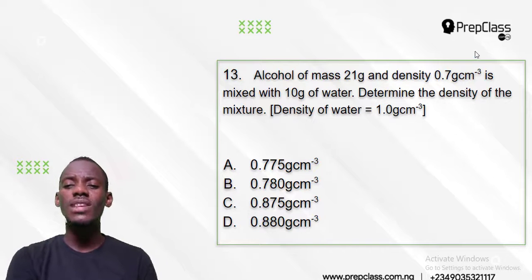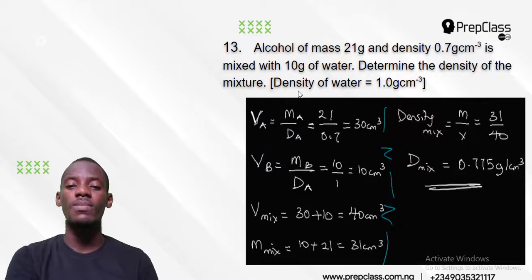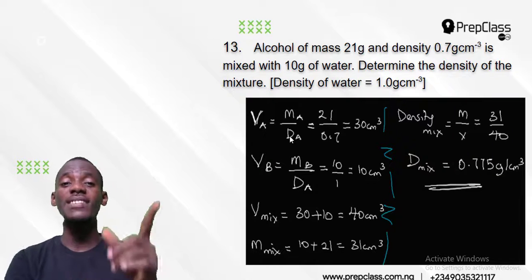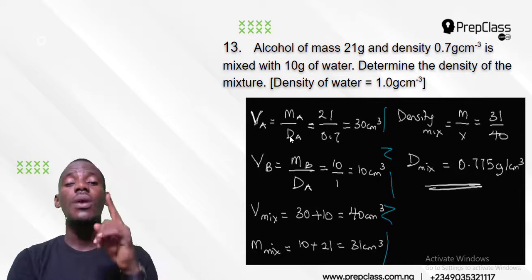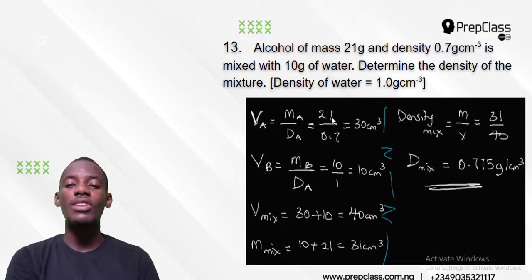So the first thing, notice one thing. Density is mass over volume, right? But you were not given their volume. So the first thing to do is to find the volumes. Volume of alcohol is mass over density. Turn the formula of density upside down. Density equals mass over volume, so volume is equal to mass over density. That's mass 21 over density 0.7, and that will give me 30 centimeter cube. That is the volume of alcohol. Then volume of water is mass of water over density of water, and that will become 10 over 1, and that is actually 10 centimeter cube. Then you have found the volume of the two of them.